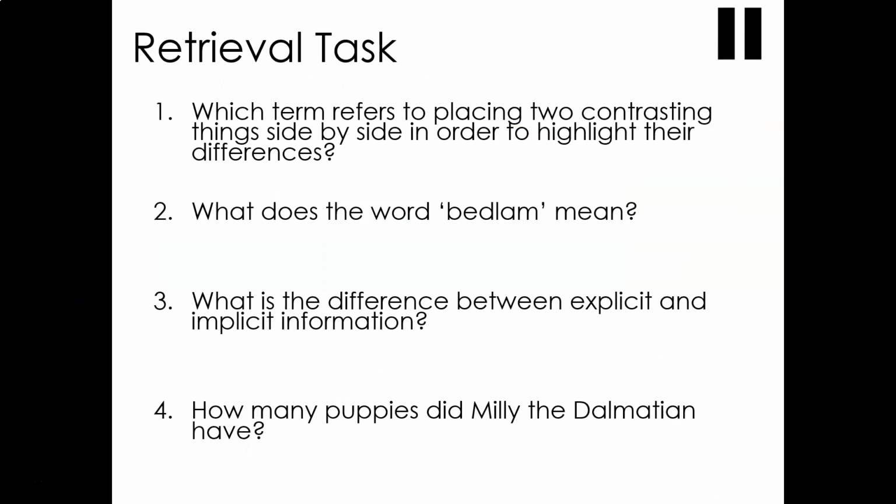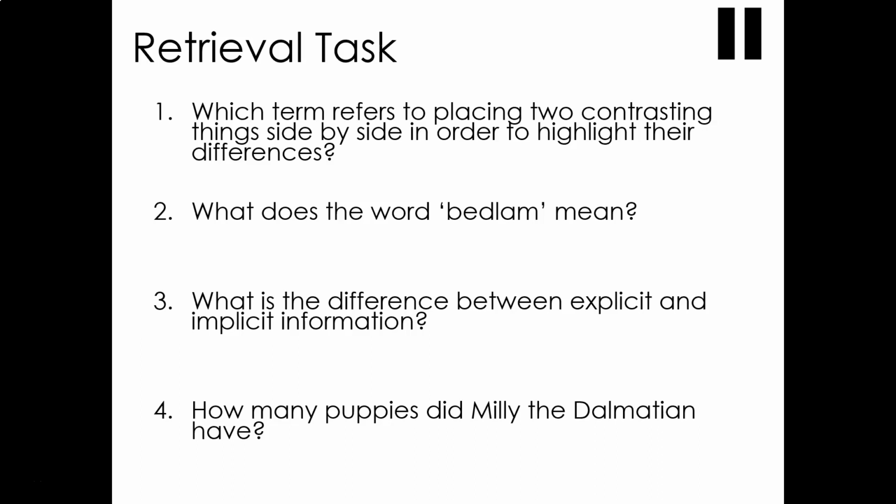So the first thing we're going to do today, and you might wish to pause the video for this in a moment, is to answer the 4 questions. These are retrieval questions, so they're going to get you thinking back to our learning from yesterday. Number 1 asks you to write down the name of the term that refers to placing 2 contrasting things side by side in order to highlight their differences. And all you'll need to write down here is the number 1 and then the word that answers that question.